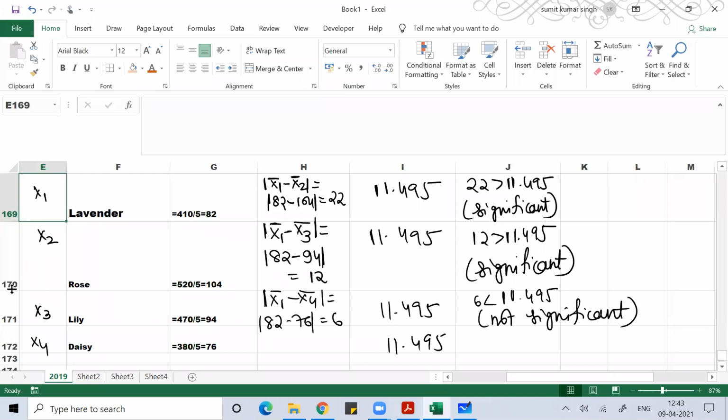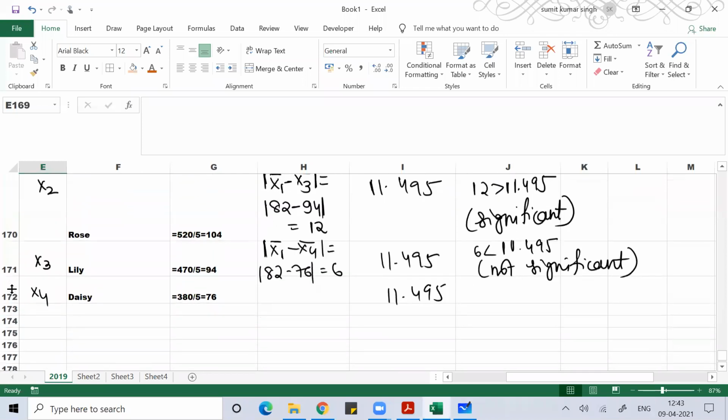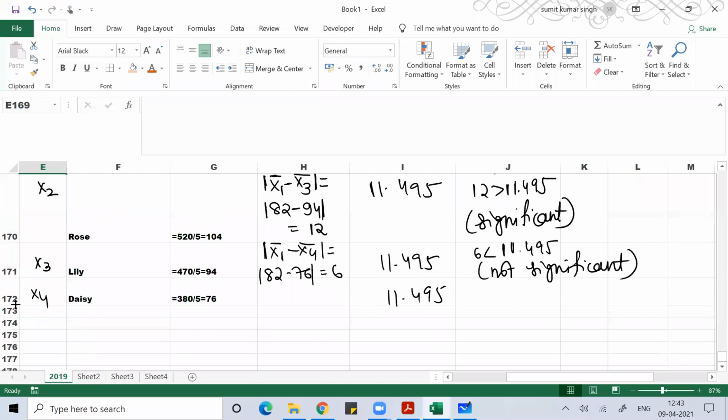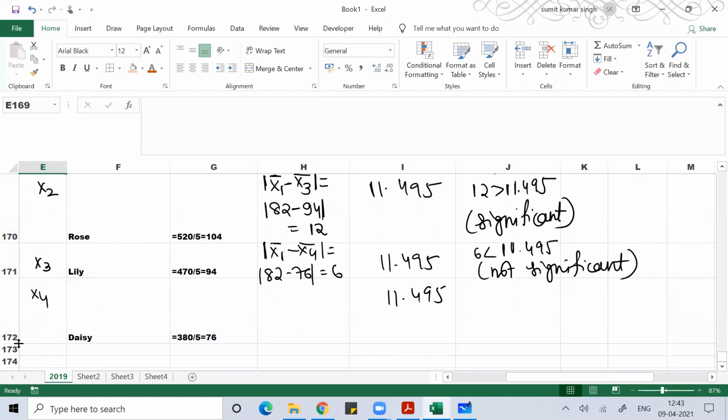Similarly, I did x1, x2, x1, x3, x1, x4. Then what else can I do? After that, I can do the next pair. Then x2, x3, I can do.